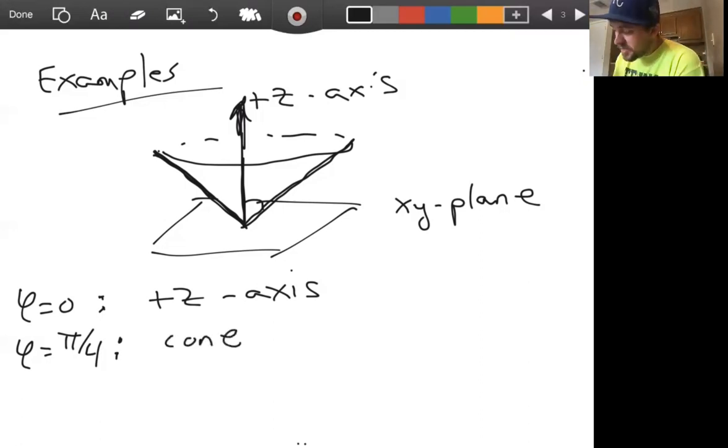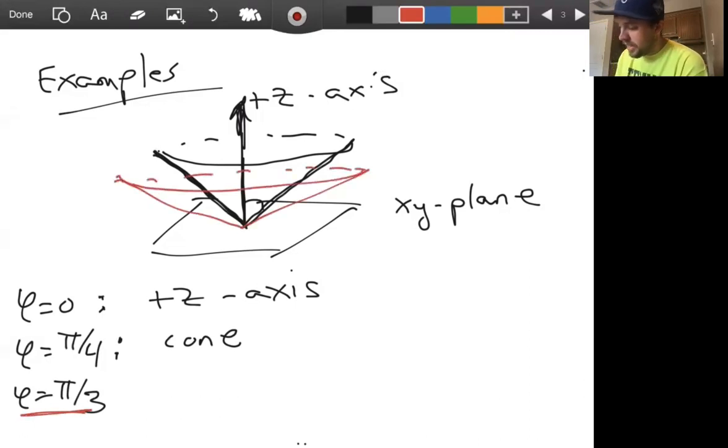And in fact, if phi is pi over 3, this would still be a cone, but at an angle of pi over 3, so it would be a little bit wider, like this. And now you can see how phi sweeps in a conic manner here, and you get these cones. So what do we get when phi is pi over 2, though?